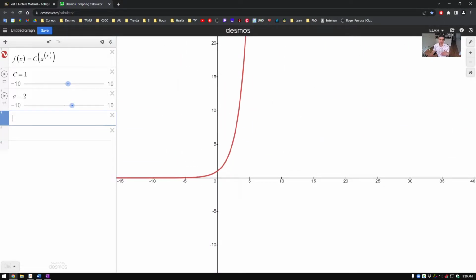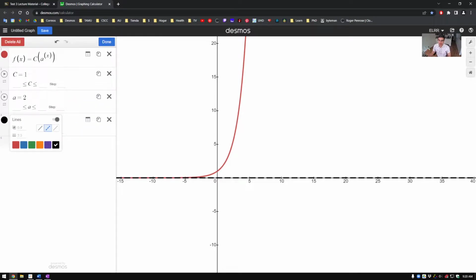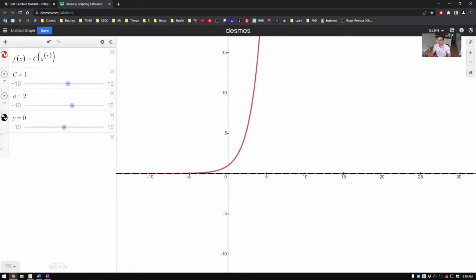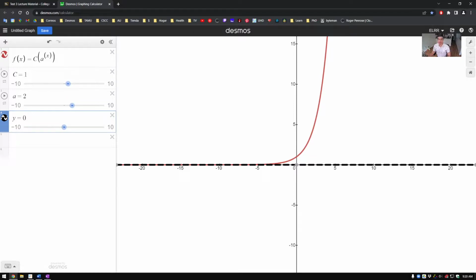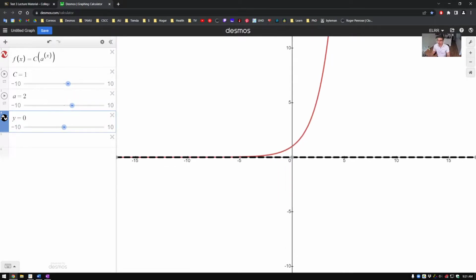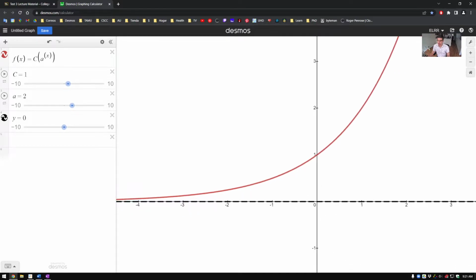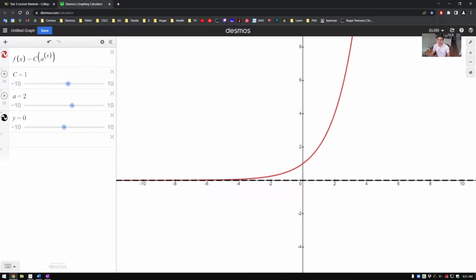So let me create a representation of the asymptote. The asymptote is not part of the curve of the function. But usually it's something that we put on the plane as a representation to know that there is an asymptote. So this is equal to 0. Let me change the style. Okay, so the dotted line is representing the asymptote. If we zoom out, it seems that the graph and the asymptote overlap each other, that they are in the same place.